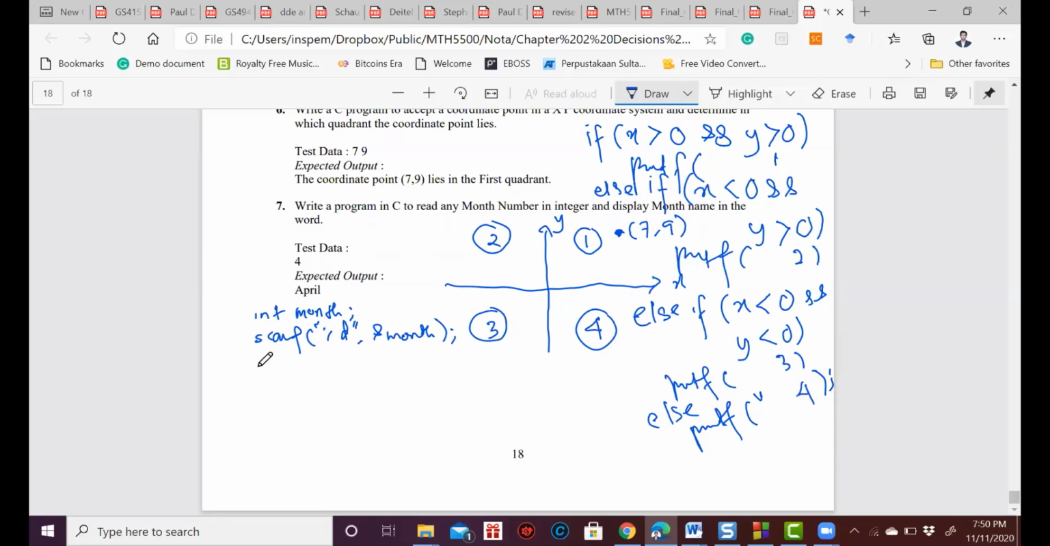Okay, and then switch. I want to make a difference here. Switch months. Case 1: April. Just print January. Break.